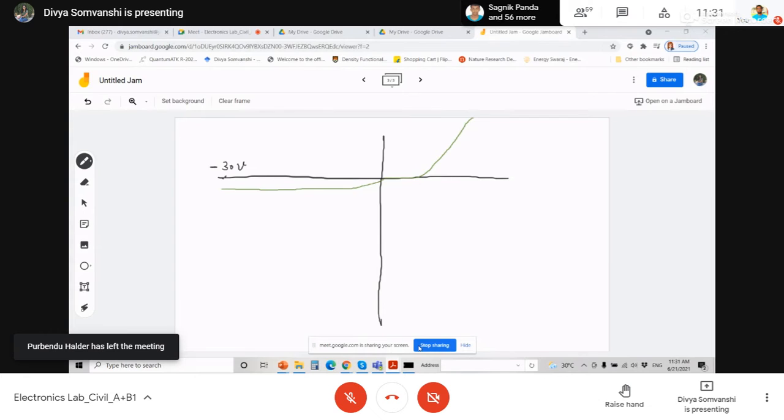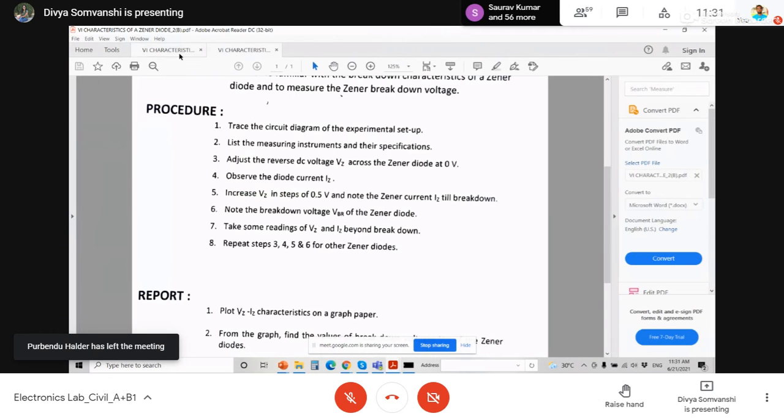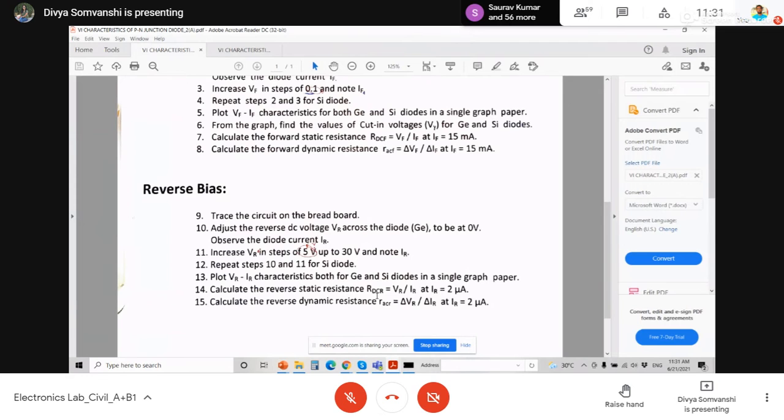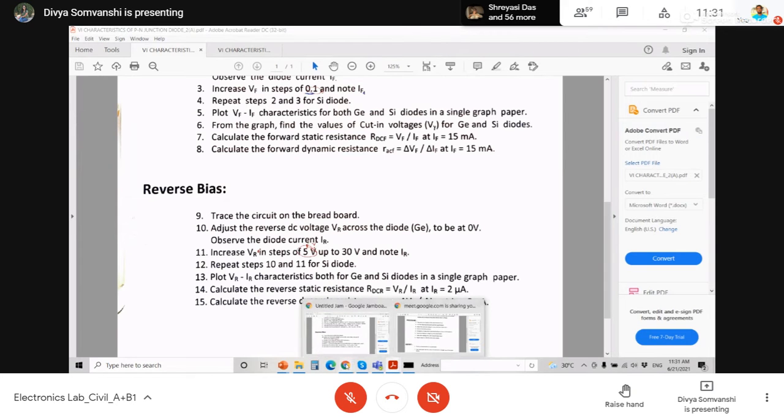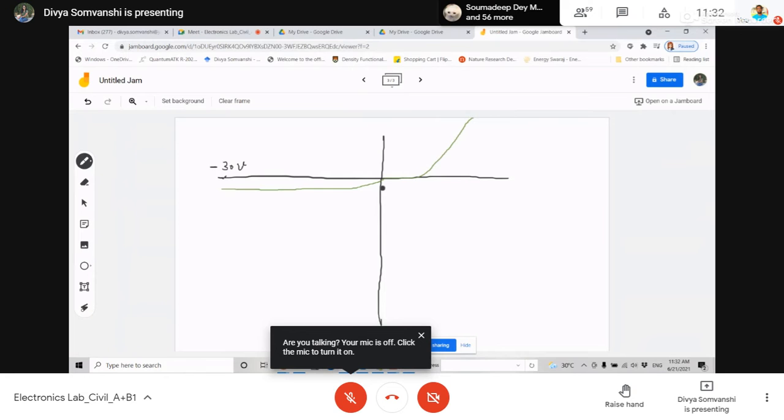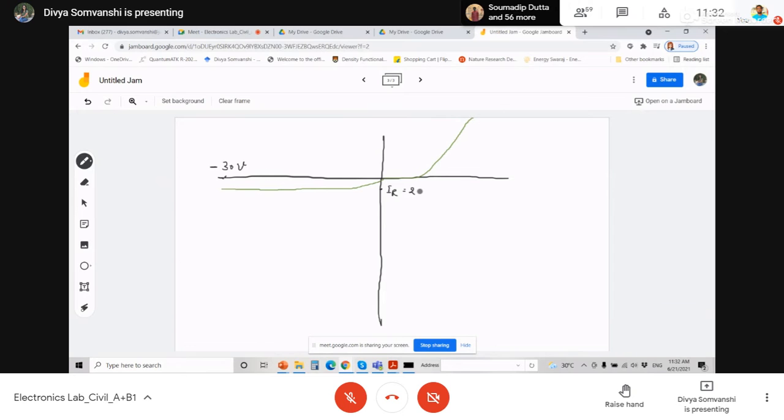If you see what they have written: calculate the reverse static resistance at IR equal to 2 microampere. It means if this is my IR equal to 2 microampere. So normally this plot is something like that. I will try to draw it exactly, a little bit of slope. Suppose this is your IR, 2 microampere.